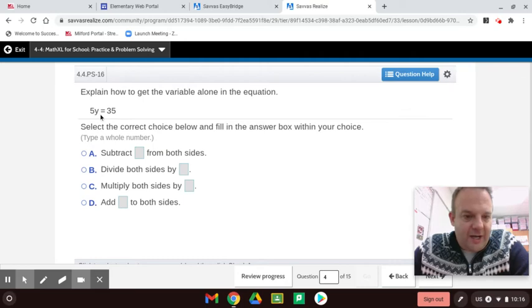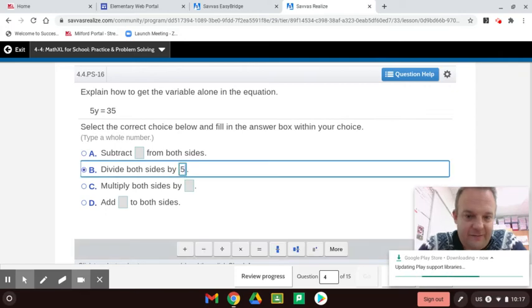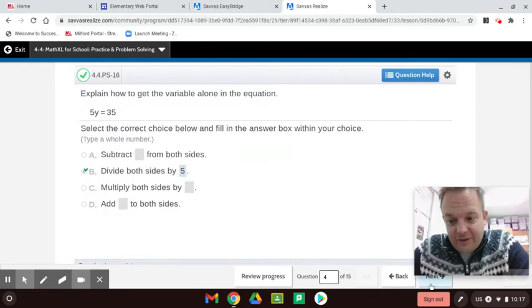5 times y. 5 times what equals 35? The inverse of multiplying by 5 is dividing by 5. Divide by the, what's that called? The coefficient. That's called the coefficient, guys.